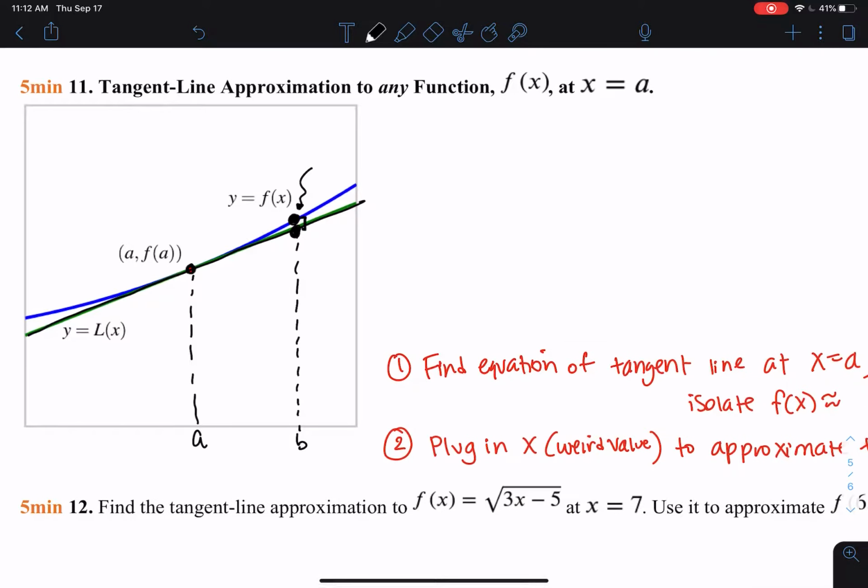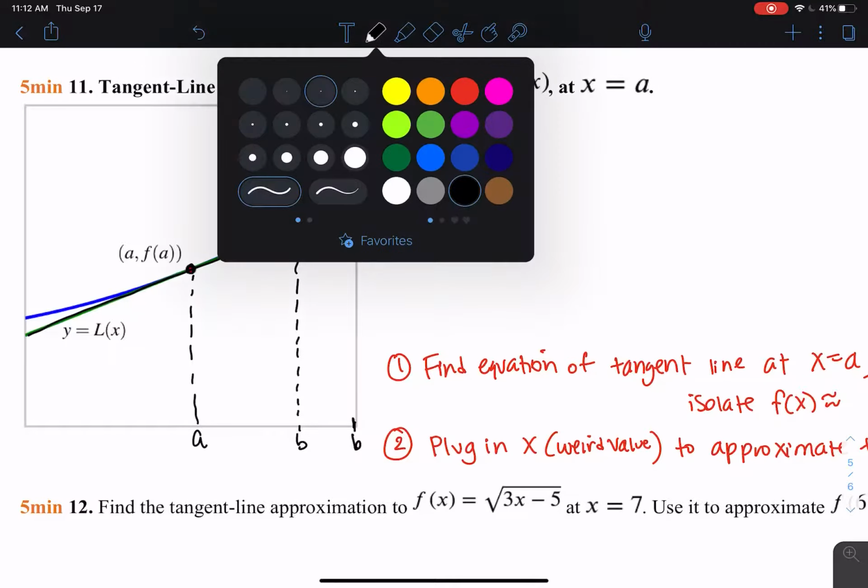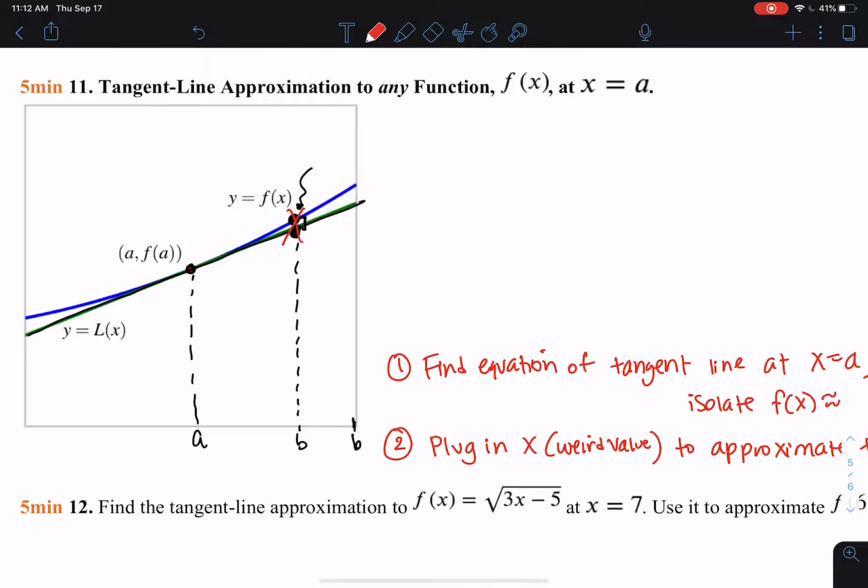Now clearly, the further away I move B from my point of tangency, the worse off my approximation. But the closer in I move, so if instead of being over here, I want to approximate that value by plugging it into the line there, they're almost on top of each other. So the closer the value you're approximating is to the value at which you have your tangent line anchored, the better your approximation.